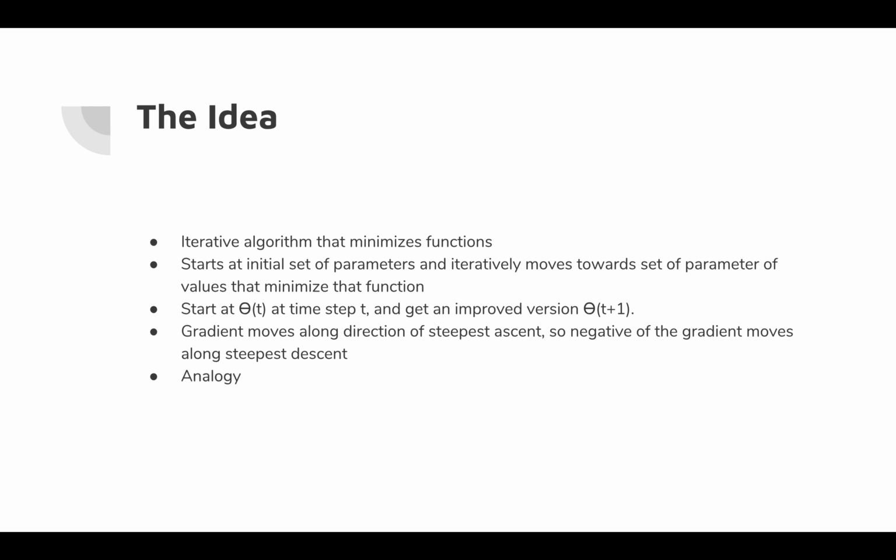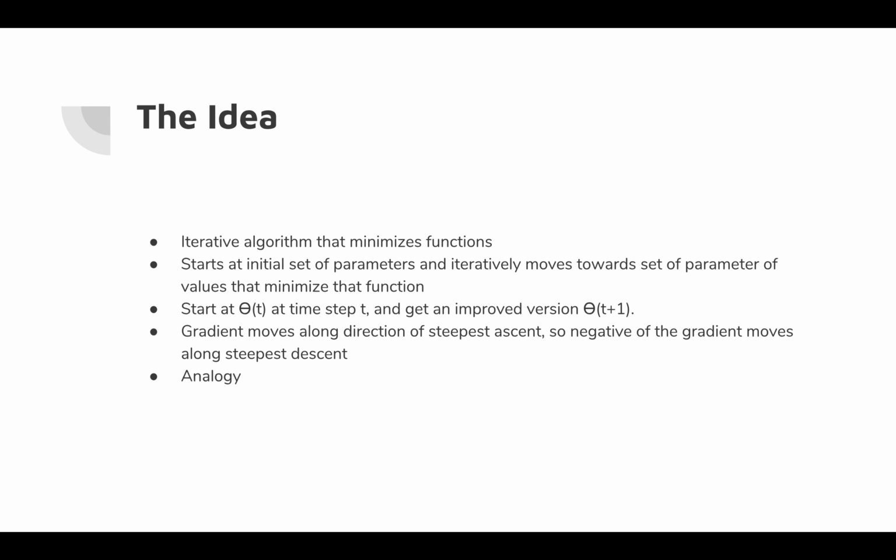So let's start off with the idea. Gradient descent itself is just an iterative algorithm that minimizes functions. So you start at some initial set of parameters and iteratively move towards the set of parameters that minimize your function of interest. So more formally, you start at some theta t. Theta is your set of parameters and t is the time step. So you start at theta t, and at each iteration, you get an improved version. So after one iteration, you get an improved version, theta t plus 1.